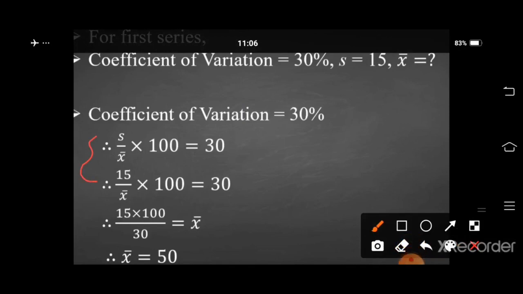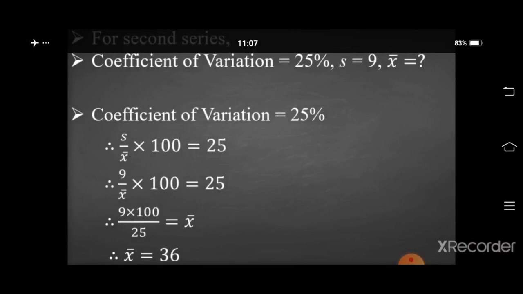We are having coefficient of variation 30%, so equal to 30. We have already written. Now S, they have given us, S equals 15. Write down 15 in the place of S. Now we have to find out the mean here. Okay. So if we divide 15 into 100 by 30, we will get mean equal to 50.